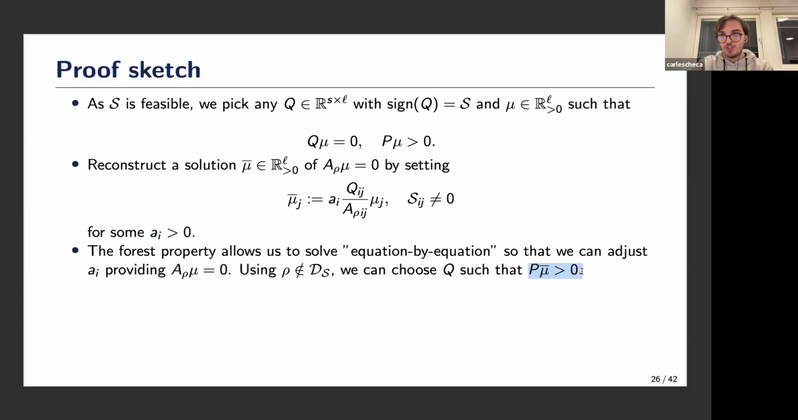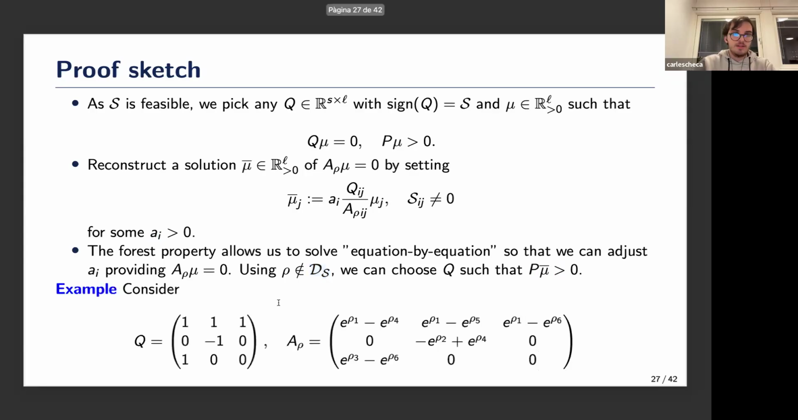Finally, we also have to check that for this newly defined solution, P mu is positive, which is part of the characteristic system. Here also the devil is in the details: we need to use that rho does not belong to the set DS, right? Rho has to belong to CS, and CS is after subtracting this other set where there are no solutions of the characteristic system.